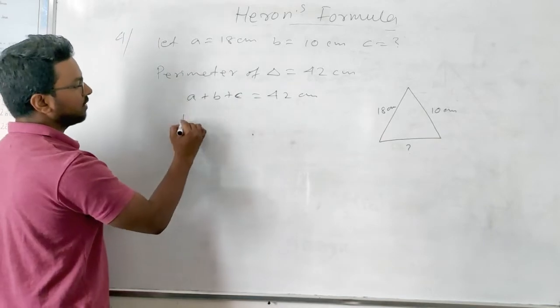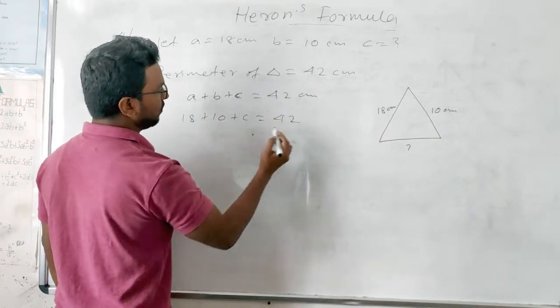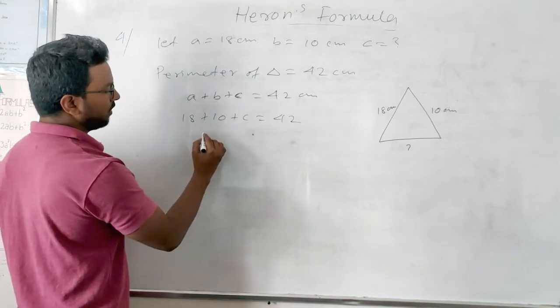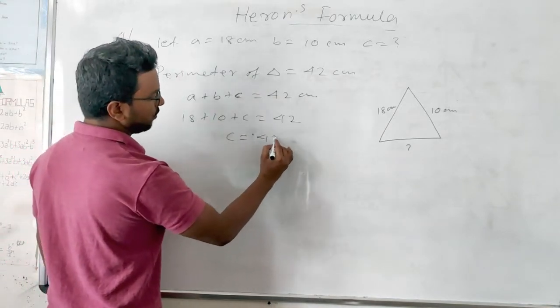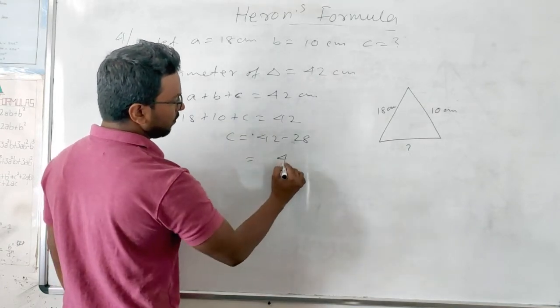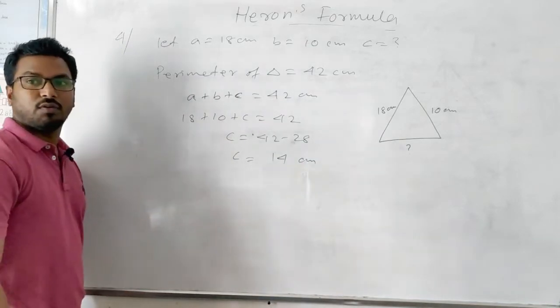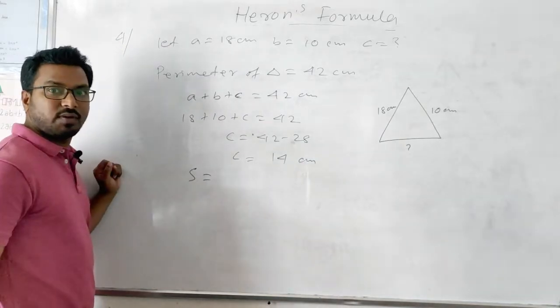So A and B are given: 18 plus 10 plus C equals 42. So if you add, we get 28. So C equals to 42 minus 28. So if you subtract, we get 14. C is equals to how much? 14 centimeter. Next what we have to find?